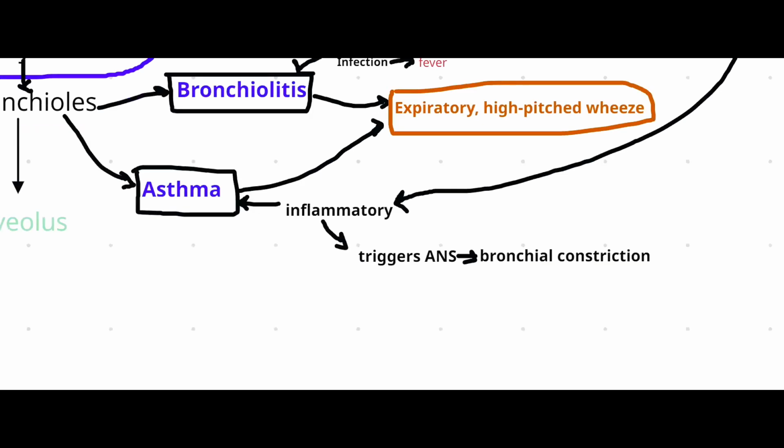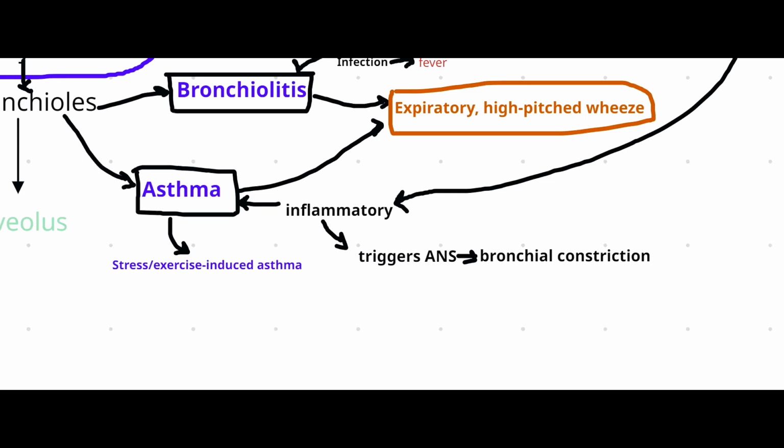Okay, now there's also a different kind of asthma. So there's a subtype of asthma that is called either stress-induced or exercise-induced asthma. Okay, how is this different from regular asthma? There is no inflammation here because it's triggered by the sympathetic nervous system, the autonomic nervous system. And so these patients will not have any secretions, but will have the bronchial constriction only.